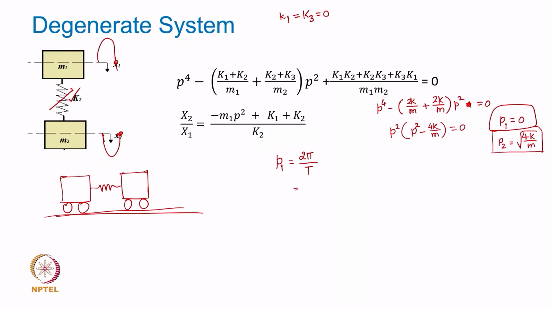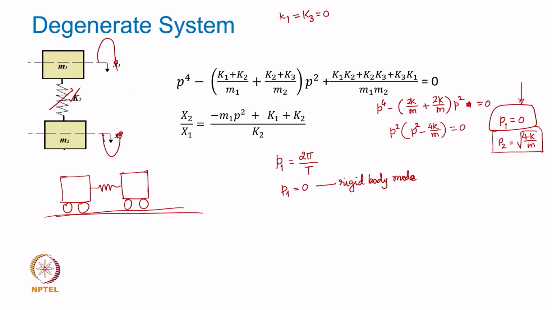Infinite, which means that what? First natural frequency is 0. It actually means a rigid body motion, okay. P1 being 0 is actually representing a rigid body motion or a rigid body mode, where all the masses move together with the same amplitude in the same direction, okay. Such systems where the first natural frequency is 0 are called degenerate systems.